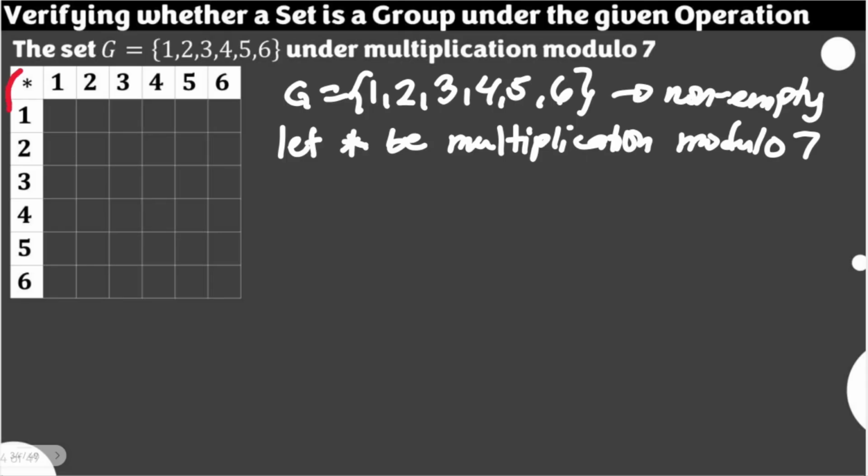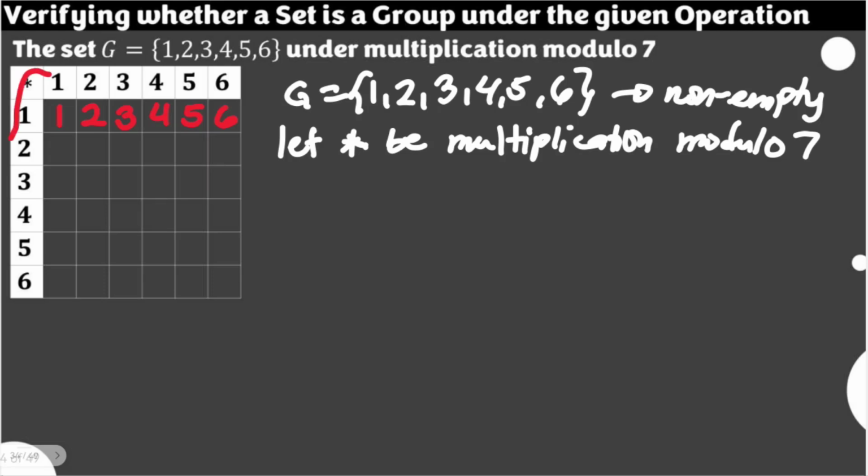So 1 star 1 or 1 times 1 in terms of modulo 7 is just equal to 1 modulo 7. 1 times 2 is also 2 modulo 7. 1 times 3 is 3. 1 times 4 is 4. 1 times 5 is 5 modulo 7. And 1 times 6 is 6 modulo 7. So that's very easy because we have 1 as one of our factors. Next, the second row is 2.